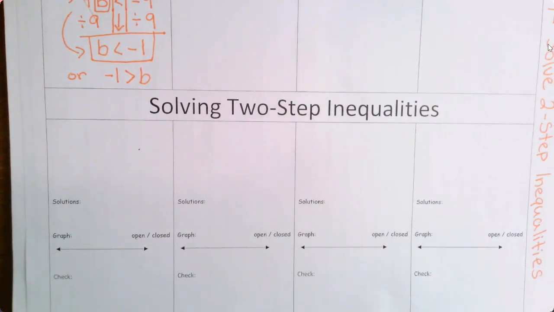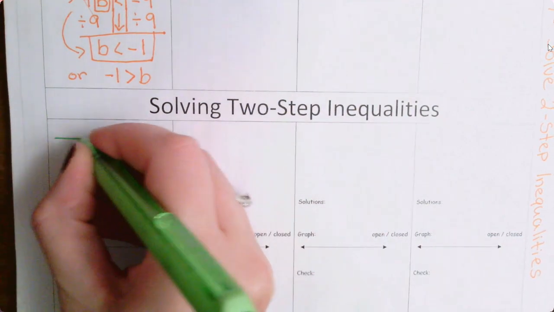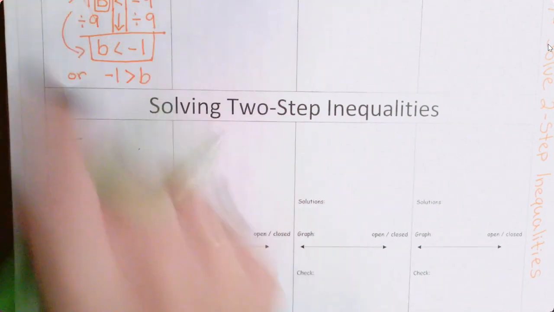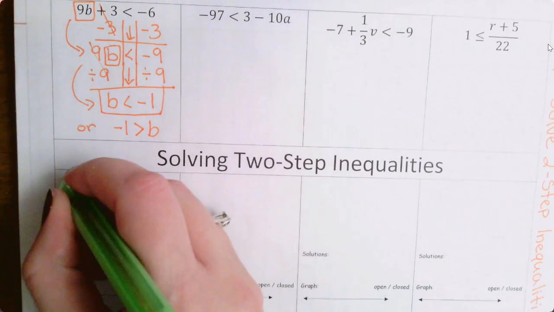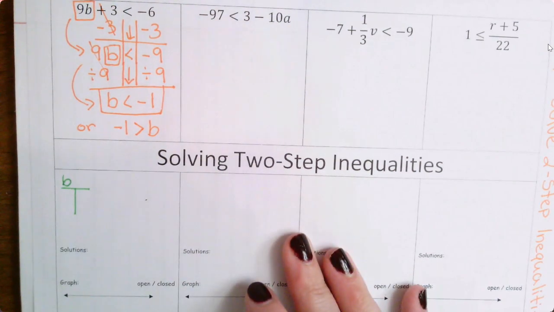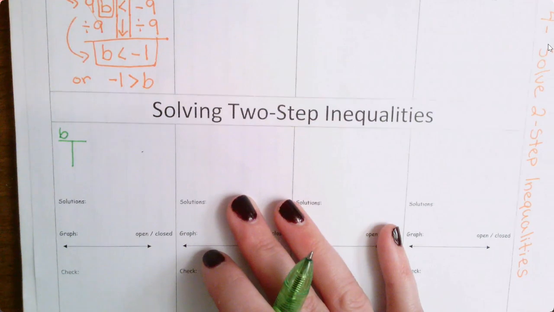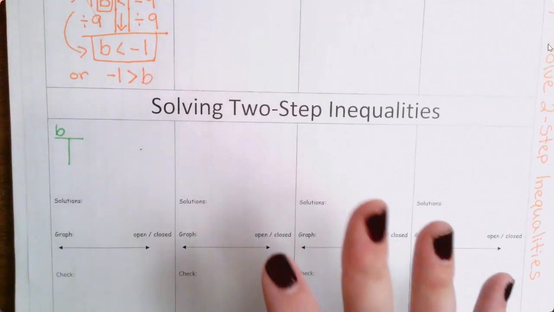So I'm going to start by drawing my t-table. And my variable that goes on the left is the b that's up at the top there. So I'll slide this down so you can see the b is up at the top. I'm not going to go ahead and write my inequality symbol like I did with my equal sign, because sometimes you do end up having to switch your inequality sign around. So I'm not going to do that till the very end.